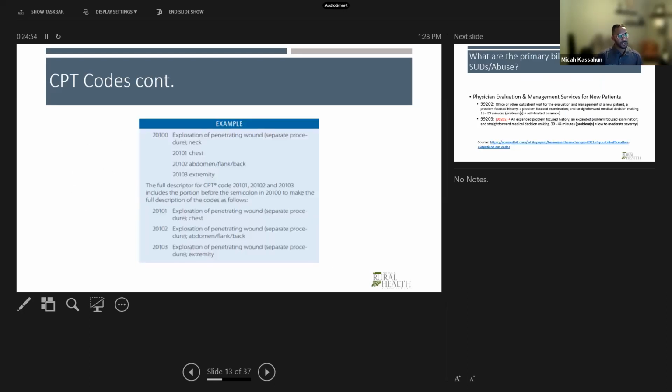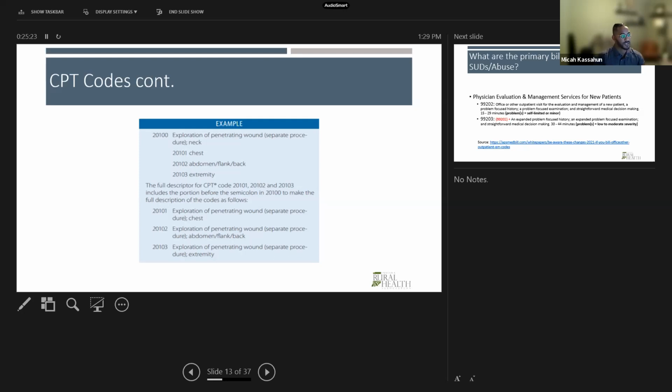So here's an example. This comes from a textbook from the American Academy of Professional Coders. Here it talks about 20100, which is the exploration of a penetrating wound. But that would be a separate procedure. So when going through the actual textbook, you would see that 20100 is the base code.